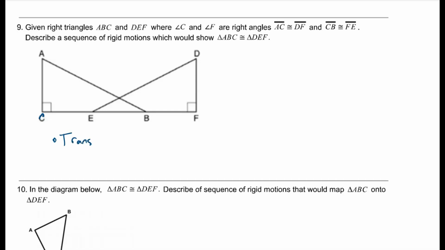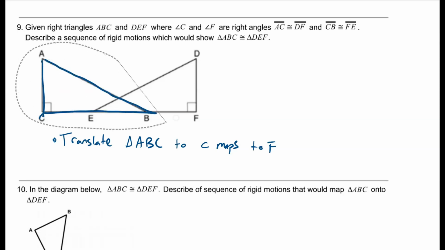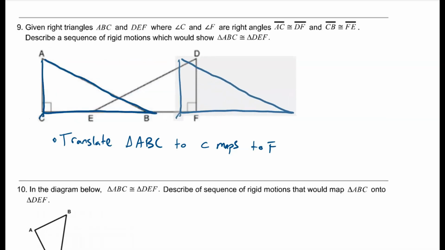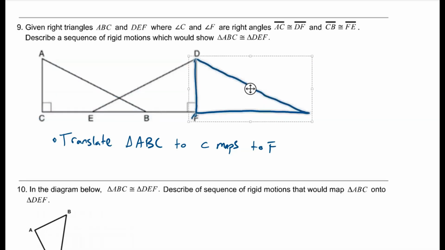So the first thing I'm going to do if my triangles aren't touching is start with a translation. It doesn't tell me which way to go, so I'm just going to translate triangle ABC such that C maps to F. So I'm going to take this triangle right here. Remember, translating is just sliding. So I'm going to take this triangle and slide it this way such that my C prime would be over there, my B prime would be over there, and my A prime would be up there.